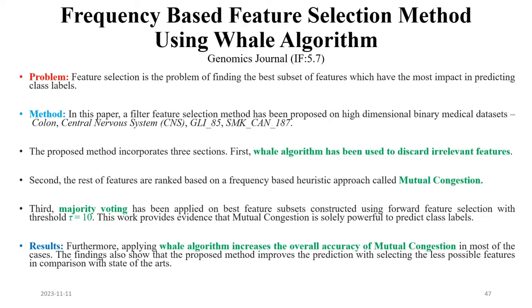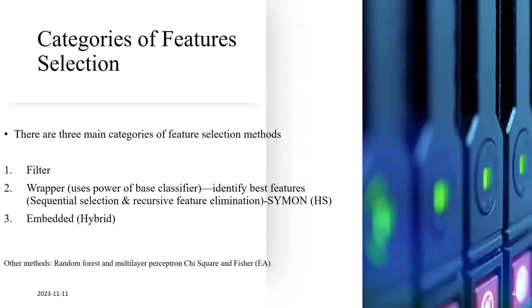And third is called majority voting. In the majority voting, we fix some threshold value, which is called the T value, for example, we take the top 10 subsets. So what is our result? Our result was the combination of these, a hybrid algorithm. We have the whale algorithm, mutual conditions and majority voting. The results were outperforming. So let's see what we have.